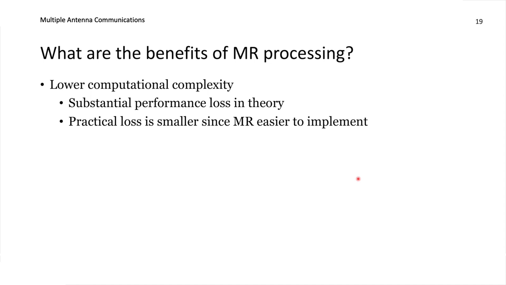One key benefit is a lower computational complexity that the MR has compared to, for example, MMSE processing. So we just take the channel estimate and we use it as a receiver filter and as precoding vector. That stands in contrast to MMSE, where we also need to invert a matrix in order to compute our precoding and receiver filter. And of course, there is a big gap in performance, at least in theory. But in practice, it is much easier to implement maximum ratio. So real products containing massive MIMO will first use MR, and then after a while, we might also be able to use MMSE processing as well.